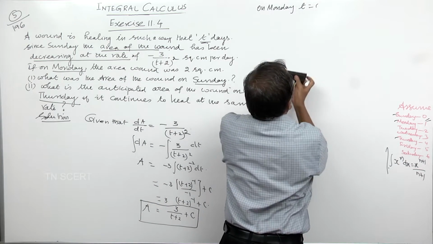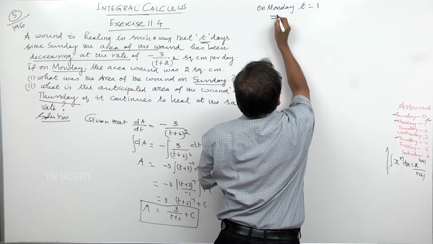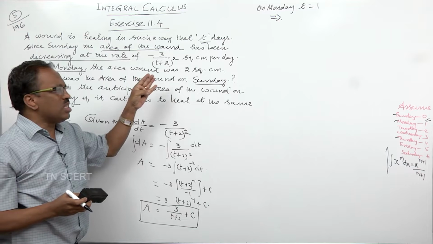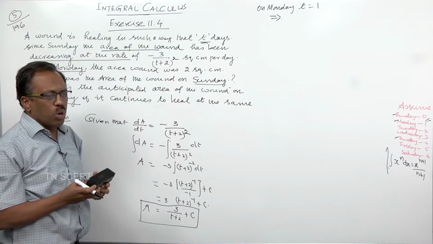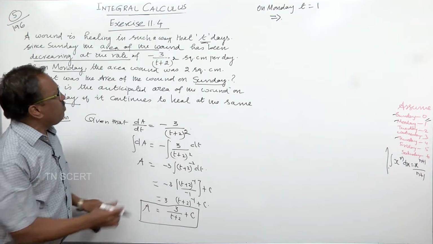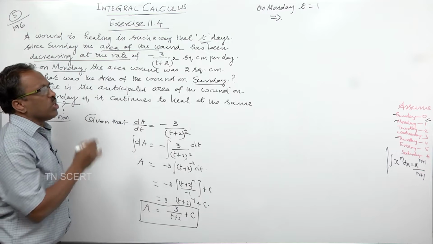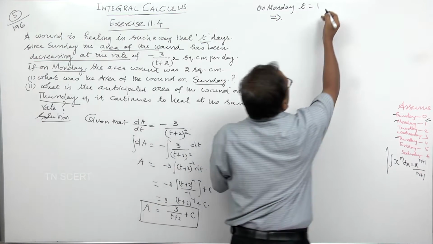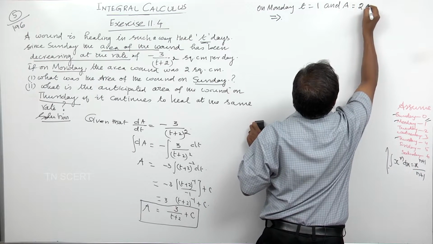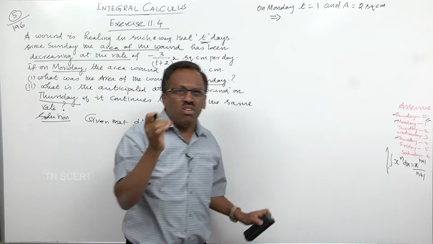So T is equal to 1, here it is 1. When T is equal to 1, what would be A and C? That is what we want to know here. So T is equal to 1, what would be the area here? The area of the wound is 2 square centimeter, this is also given. These are the two data given.